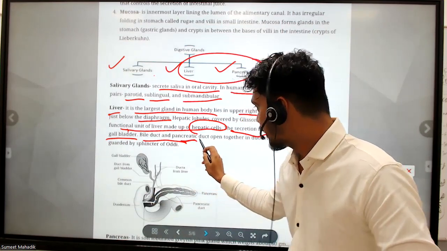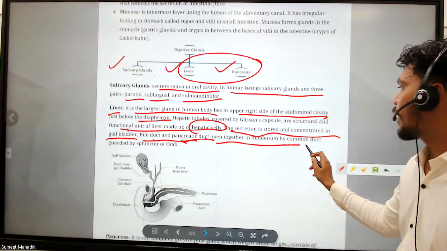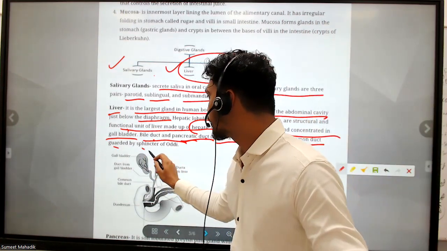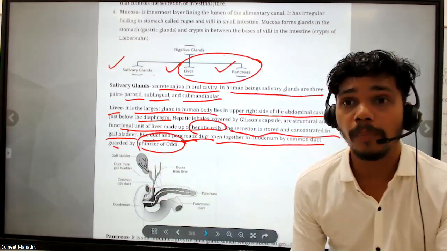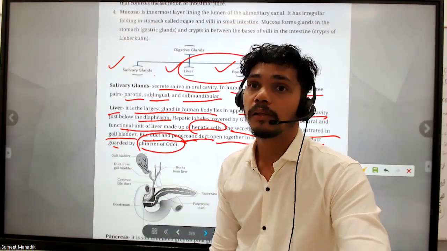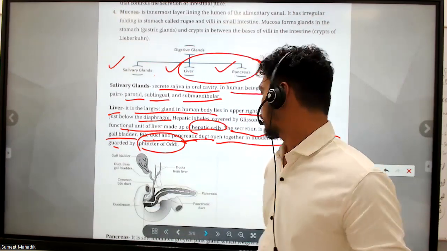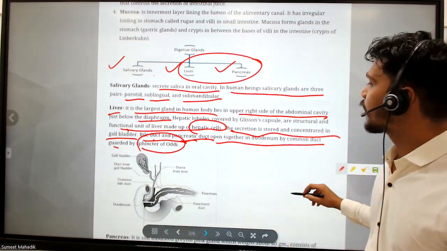Okay. So pancreatic juice and bile together open into the duodenum by the common duct guarded by the sphincter of Oddi. Now, if there is a problem in this sphincter of Oddi, it will create a problem to what? Emulsification is not properly done and it is transferred further. So this sphincter is very useful over here.